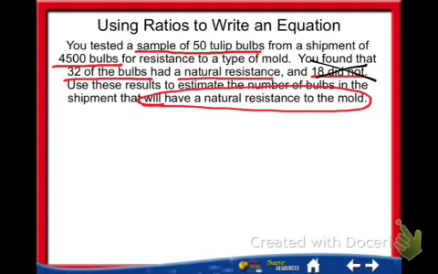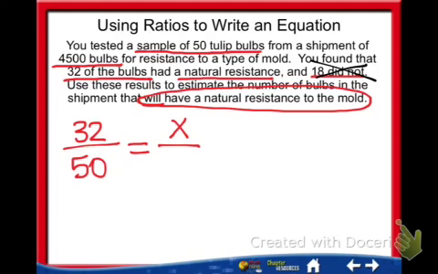First, let's set up a ratio to show us our sample. 32 out of 50 bulbs had a natural resistance. If this continues, we want to know how many bulbs out of 4,500 will have that same natural resistance. Now that we've set up our proportion, we can cross multiply.